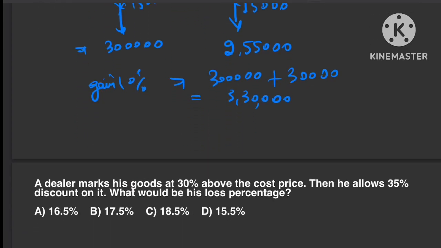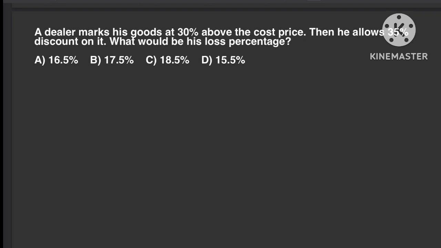Next question we have. A dealer marks his goods at 30% above the cost price. Then he allows 35% discount on it. What would be his loss percentage? Let's say cost price is 100x. Now he marks his goods at 30% above the cost price, so it means 130x. Then he allows 35% discount on it.